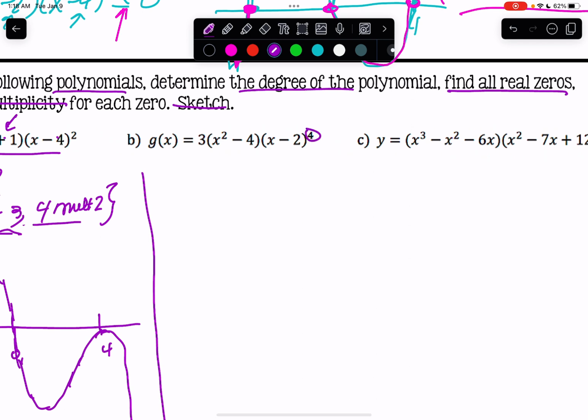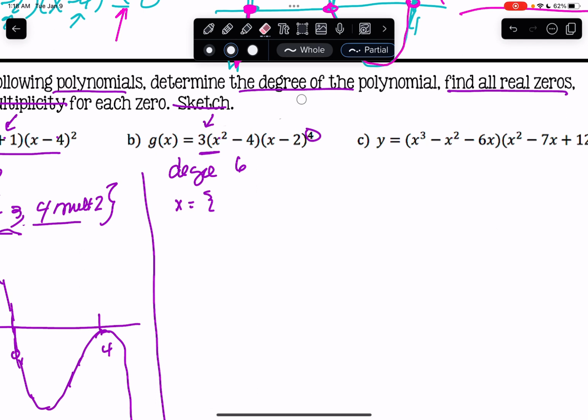Our degree is 4 plus 2, so this one is also degree 6. This time we're going to have a positive leading coefficient, so this time our graph will point up on both ends. And let's pull off our zeros first. Oh, they didn't finish factoring the x squared minus 4, did they? So let's do that as x plus 2, x minus 2. And then we have x minus 2 to the 4th.